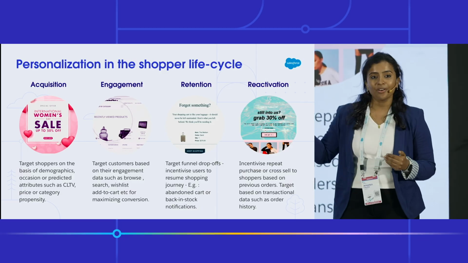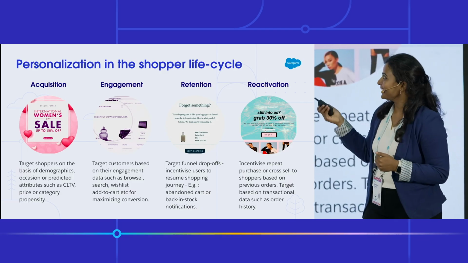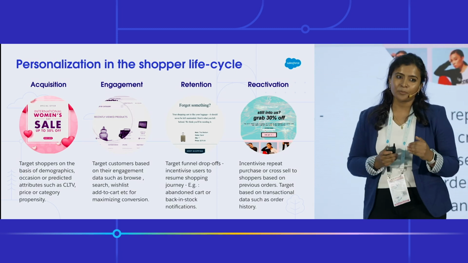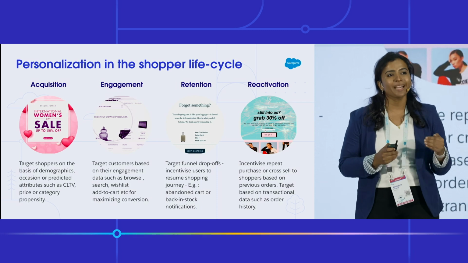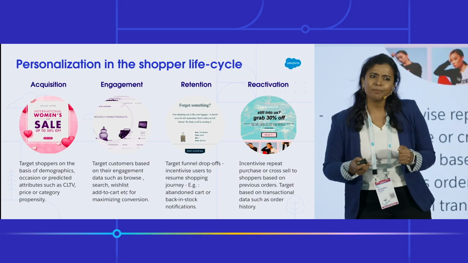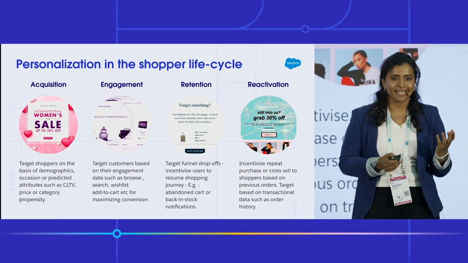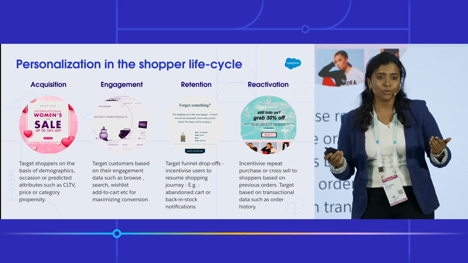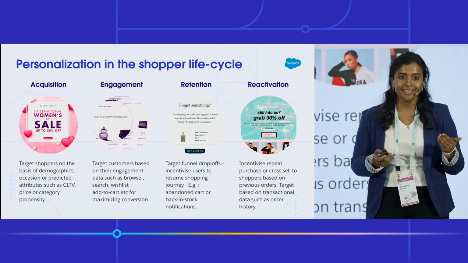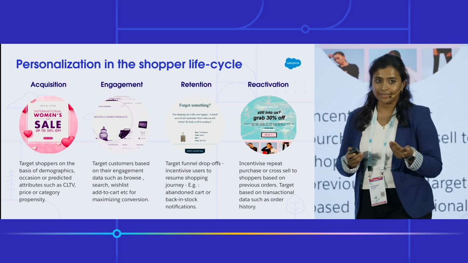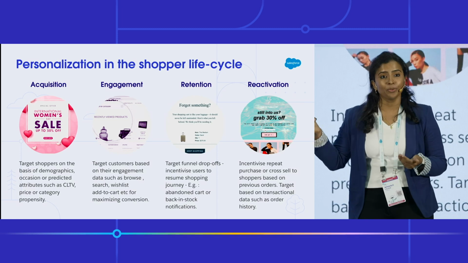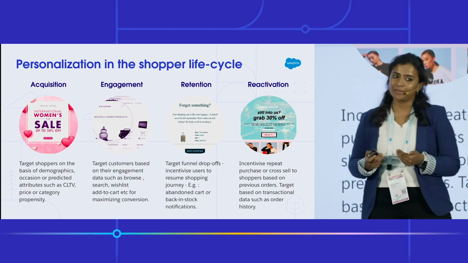The next stage of personalization in the shopper lifecycle is the engagement stage. In this stage, you would target shoppers who have previously shown some kind of inclination towards your products or selection. For example, folks that may have searched for your selection or browsed or maybe added to cart or added to wish list. So all of such shoppers can be then targeted based on their engagement data in order to incentivize conversion. And that is what you would do in the engagement stage of the customer lifecycle.